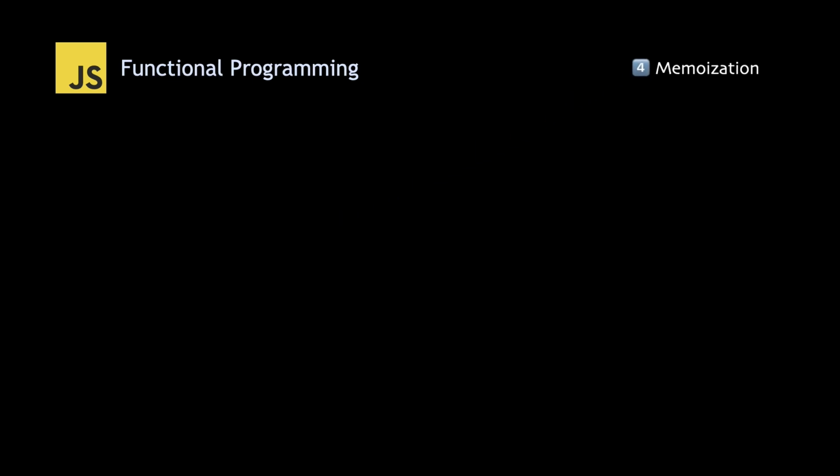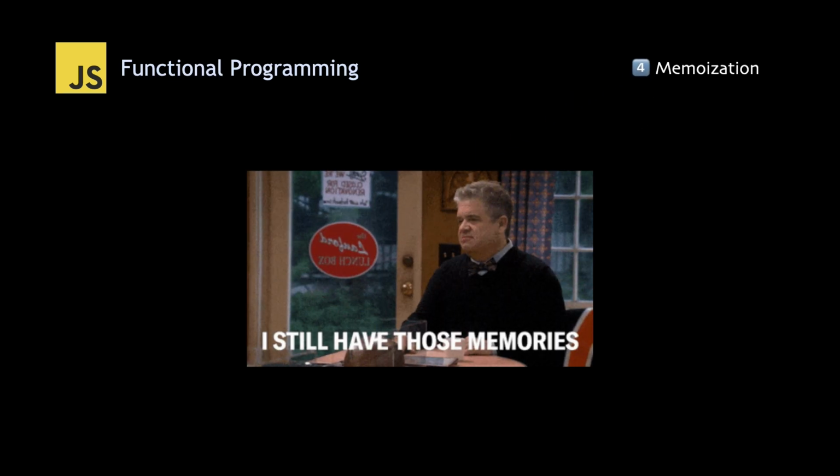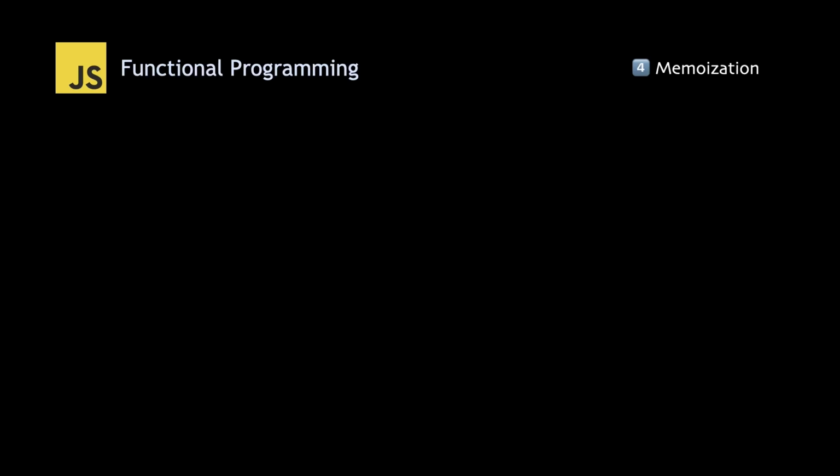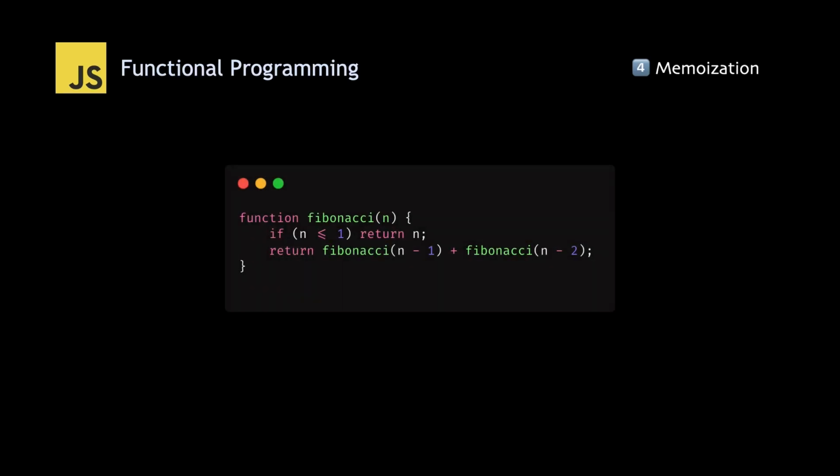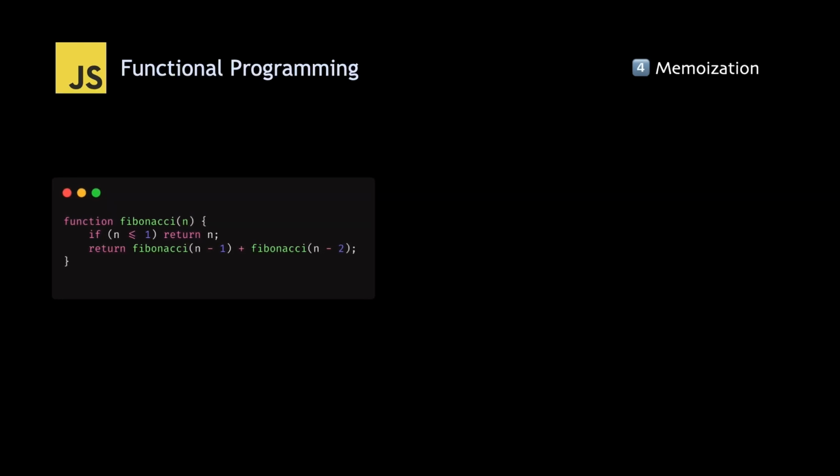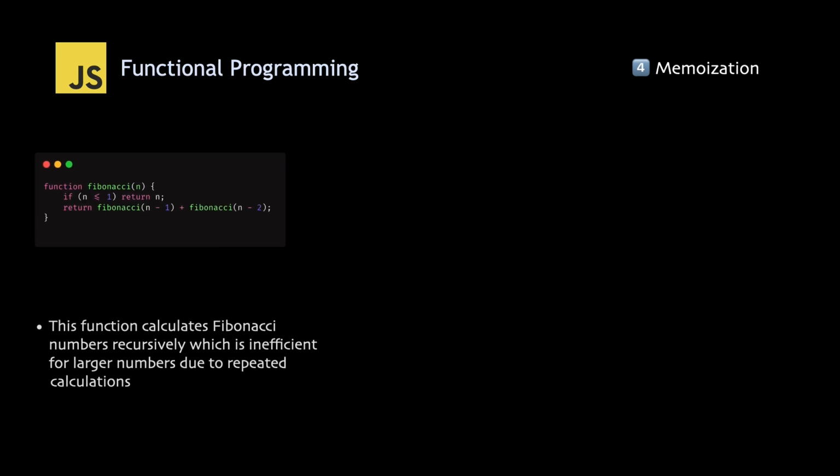Memoization. It's like having a wizard who remembers all your spells so you don't have to cast them again. So what's wrong here? This function calculates Fibonacci numbers recursively, which is very inefficient for large numbers because it recalculates the same values multiple times. So how can you fix this?